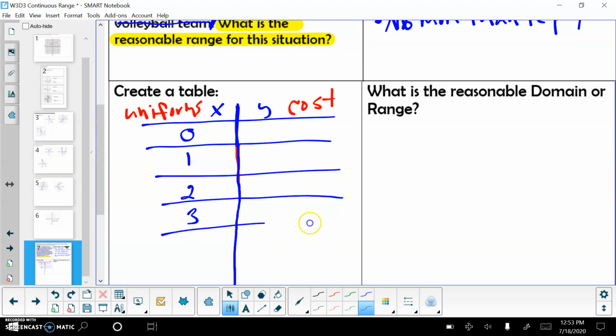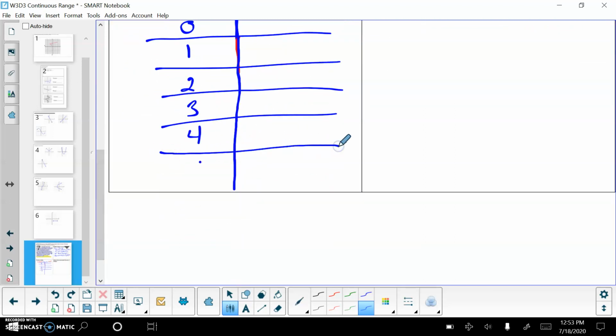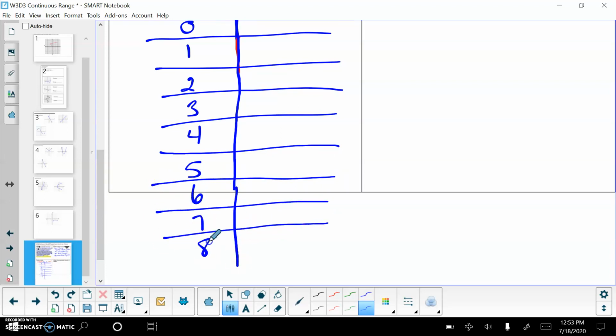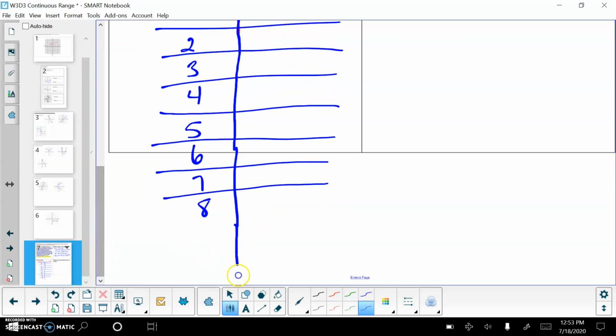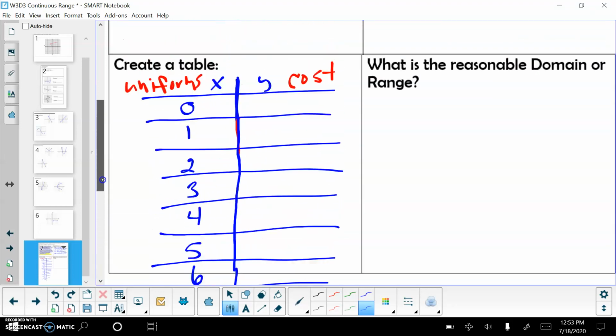It'll take some time, but you do have to do all these background numbers in order to finally get to how much it cost for 8 uniforms, and then how much it's going to cost for 9 and 10, 11, and finally we can stop at 12 because it said no more than 12. So that's my X side.